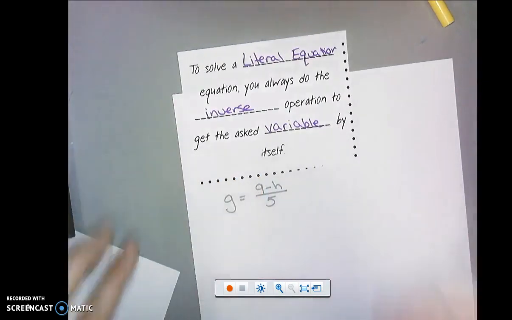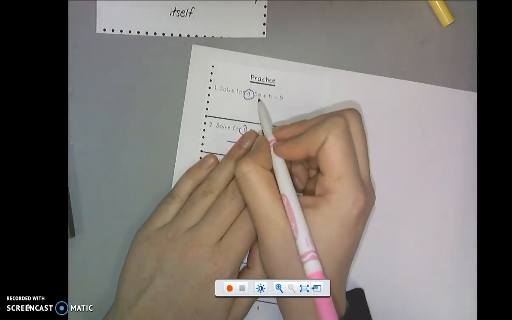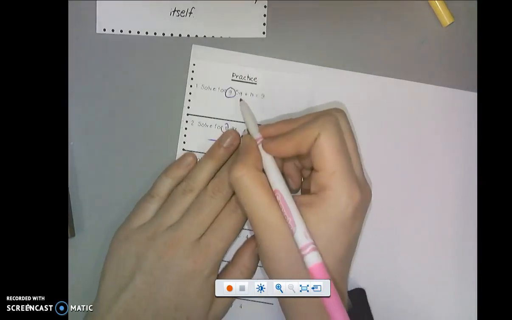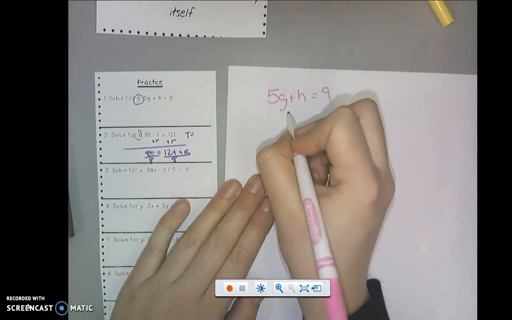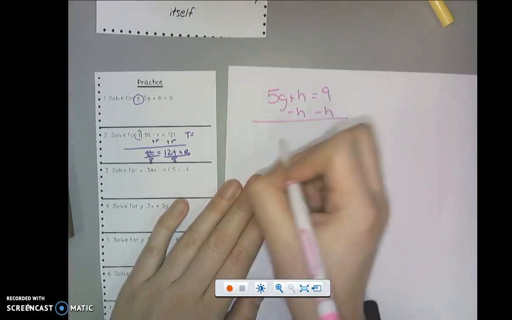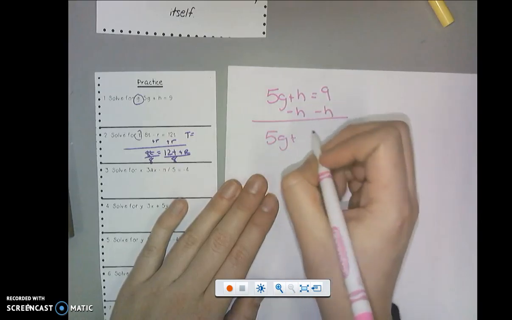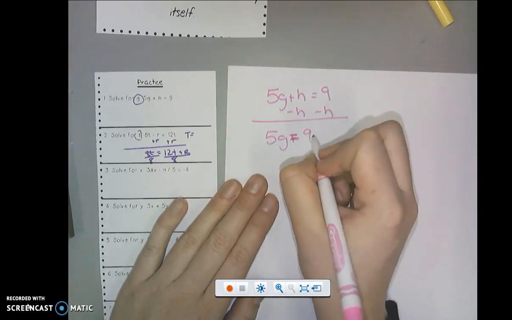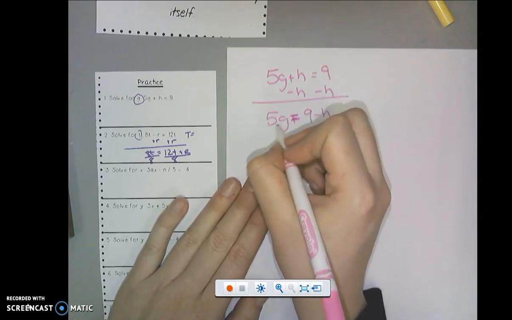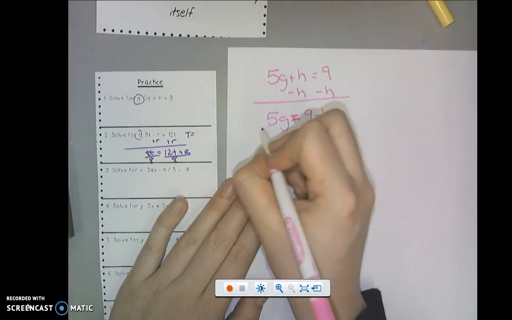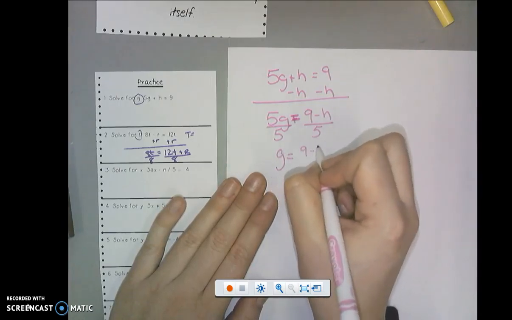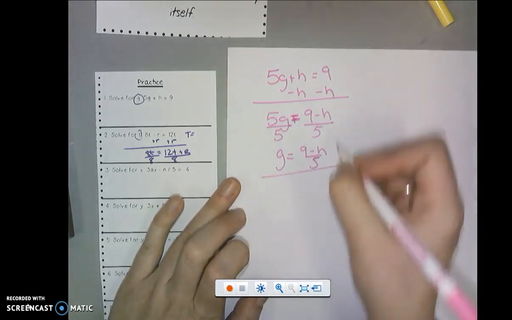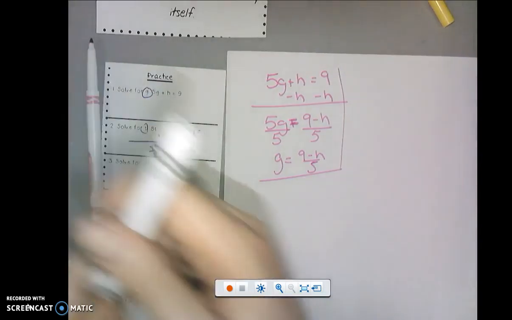So if we look up here, number 1, it says g, and it says 5g plus h equals 9. So I want to get g by itself. So I have 5g plus h equals 9. I will subtract h. I have 5g equals 9 minus h, and remember the inverse operation here is it's multiplying, so the inverse would be dividing, and we can say g equals (9 minus h) over 5. So that's problem number 1.